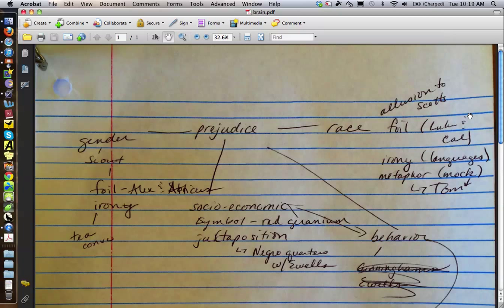Under socioeconomic status, I have the symbol of the red geranium at the Ewells' that Mayella has, which is ironic. It sets her apart from her family, and the juxtaposition between the Negro quarters and the Ewell quarters. And for gender, I have the foil between Alexandra and Atticus and the irony of the tea conversation.